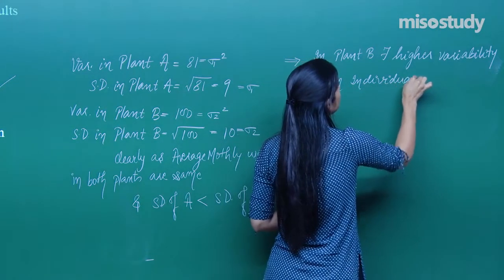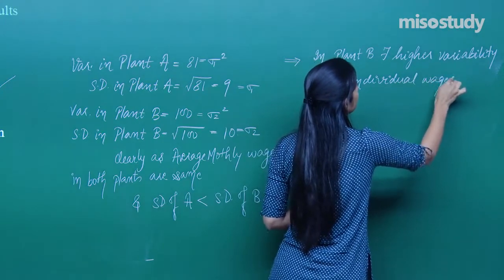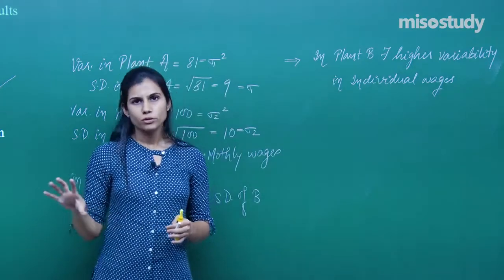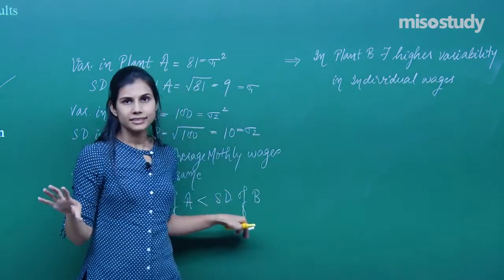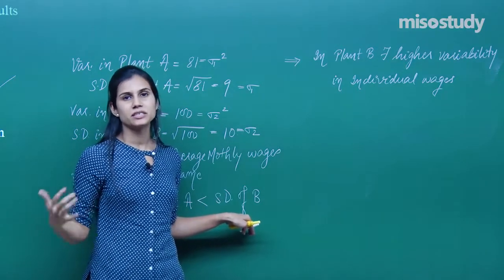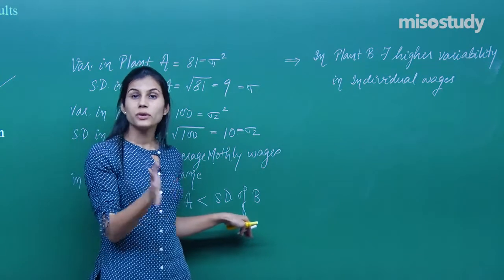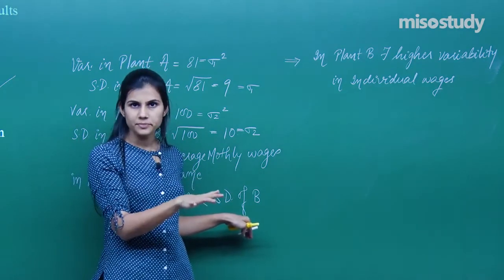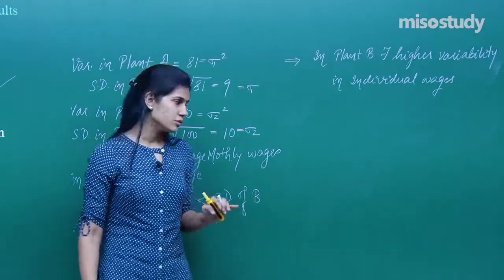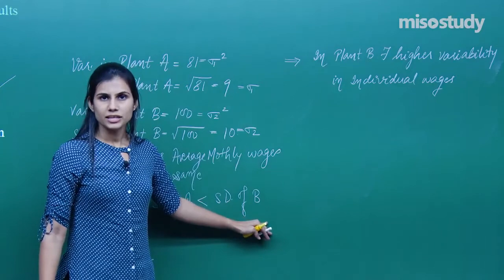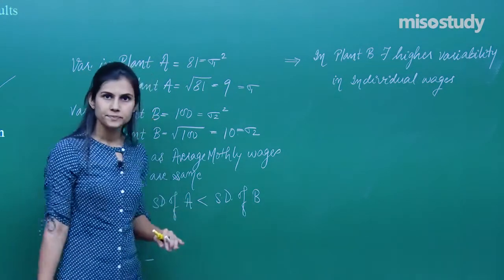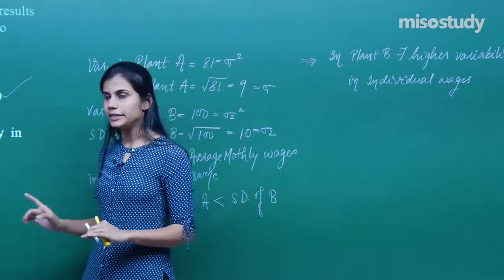Is it clear? Because when the mean is the same, in that case, that particular portion which has greater standard deviation possesses greater variability, is more variable, is more dispersed, is more scattered. Whereas the one with lesser standard deviation is more stable, it is less variable, right? Therefore, we are able to conclude that in plant B, the variability of individual wages would be more than here. Clear? It would be greater in plant B.